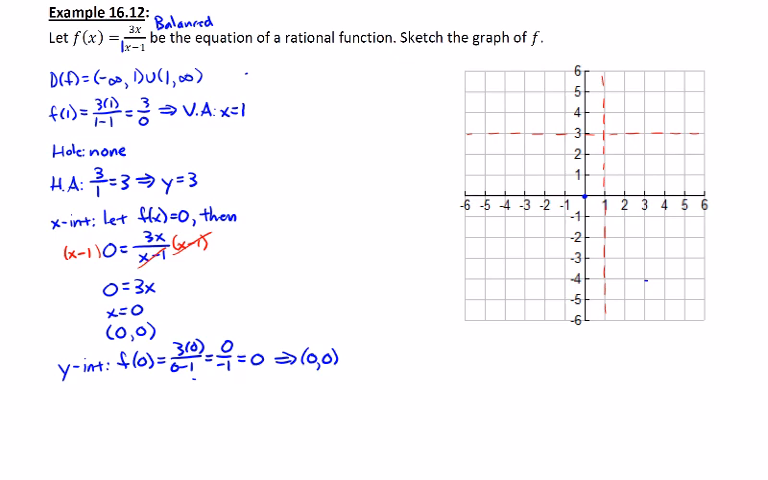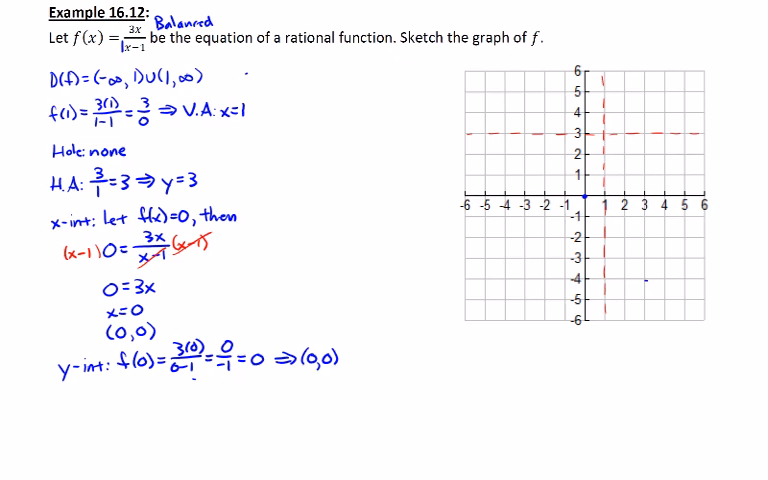This is really all the information that we have. So the table is going to help us to be able to come up with a few extra points, so that way we can really see what the curve is going to look like, but the asymptotes are going to help us to stay within the boundaries and also give us the correct end behavior.